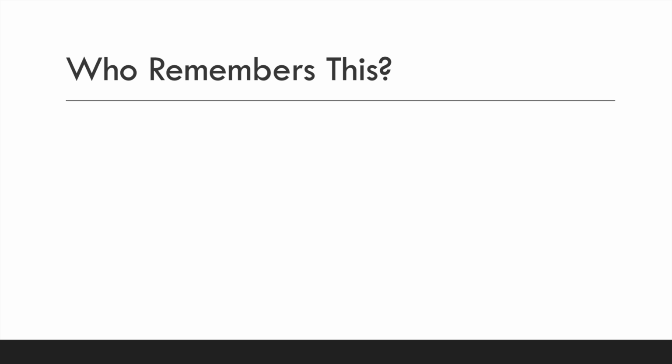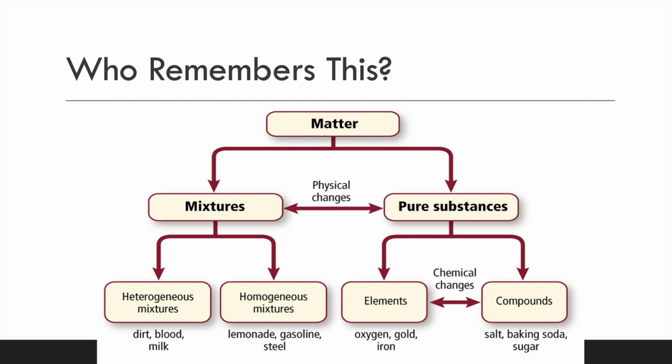So let's do a little flashback. Who remembers this flow chart from the beginning of the year? We looked at this flow chart when we were classifying matter. And you guys did that fun lab where you had to separate sand, salt, and iron filings. And you came up with the procedure yourselves to do that. And we were looking at this flow chart during that unit, and we're going to be focusing on today's lesson on homogeneous mixtures, which is also known as solutions.